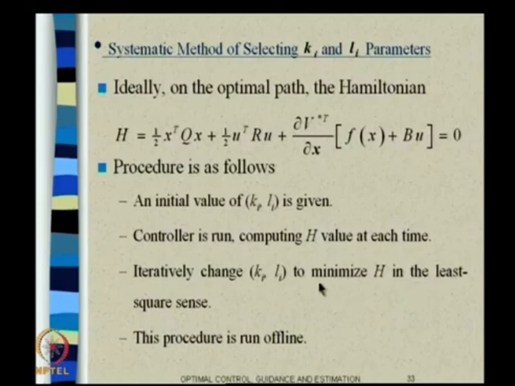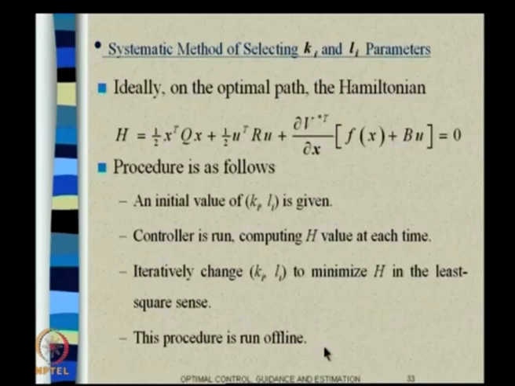So, this procedure can be run offline to select an appropriate value of KILI, but again when you talk about running offline, remember it depends on your initial condition of the state also. So, you start with a state and do this, and again start with a different state, you may not converge there, and so you have to talk about a batch minimization sort of thing.